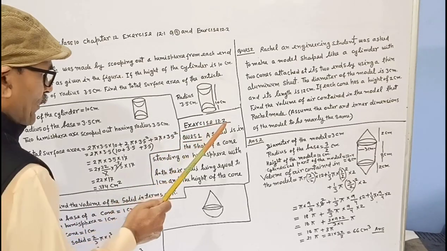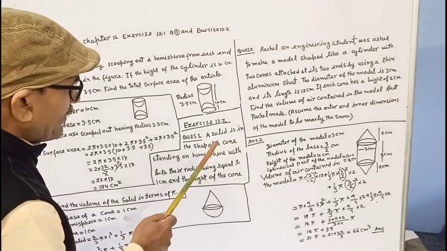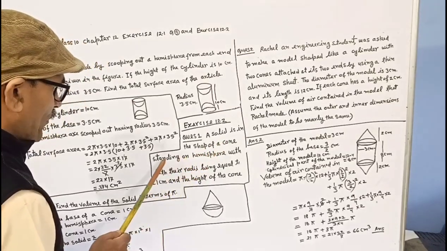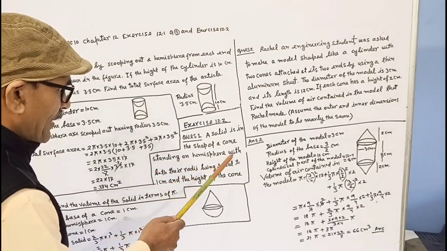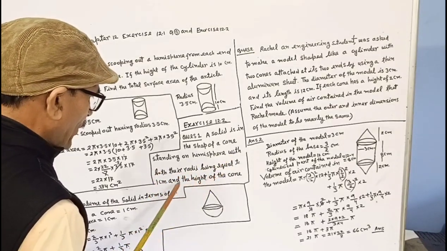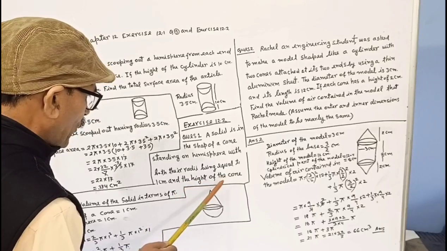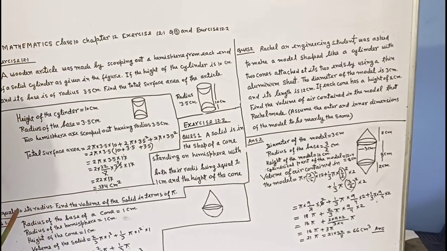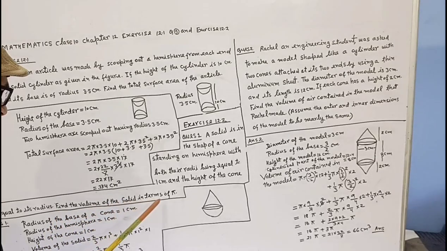Exercise 12.2. Question number 1. A solid is in the shape of a cone standing on a hemisphere with both their radii being equal to 1 centimeter and the height of the cone is equal to its radius. Find the volume of the solid in terms of pi.